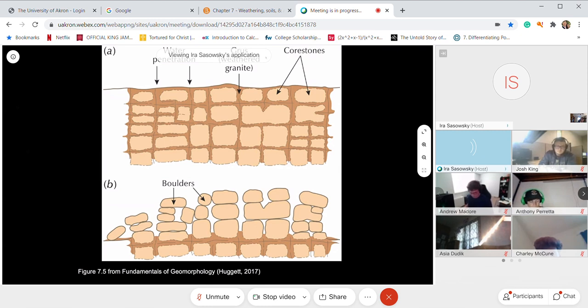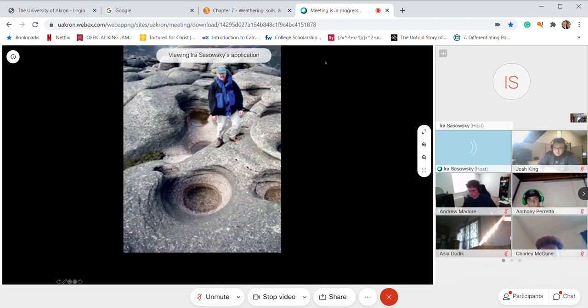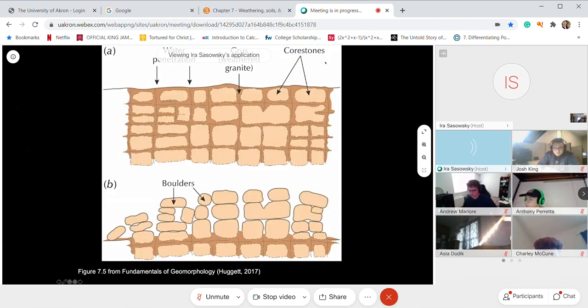Here's an example of the process where we are weathering jointed rocks, and we've got two stages here. First, we're weathering down below the land surface, but then we're removing the material that's in between. And we're left with these piles of boulders.